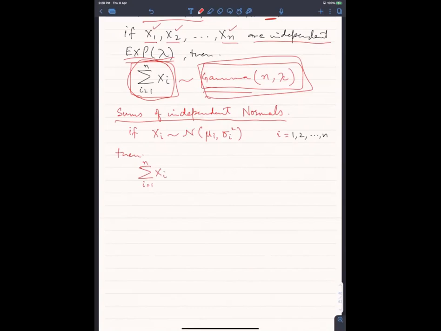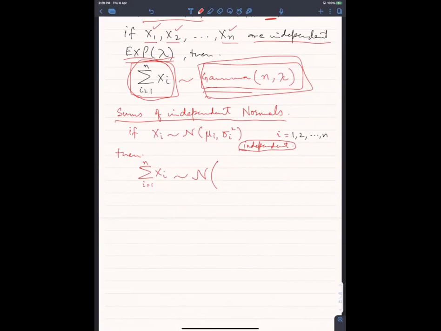You have added many normals, so what will happen? Now I'm showing this without proof, the proof is available in the book. This would be normal. So what happens with the means? Let's say you have one normal with mean 3 and another normal with mean 5, and they are independent. It is obvious that if we add these two, one normal distribution and another normal distribution, the average value of one is 3 and the other is 5, so the average value of their sum will be 8.